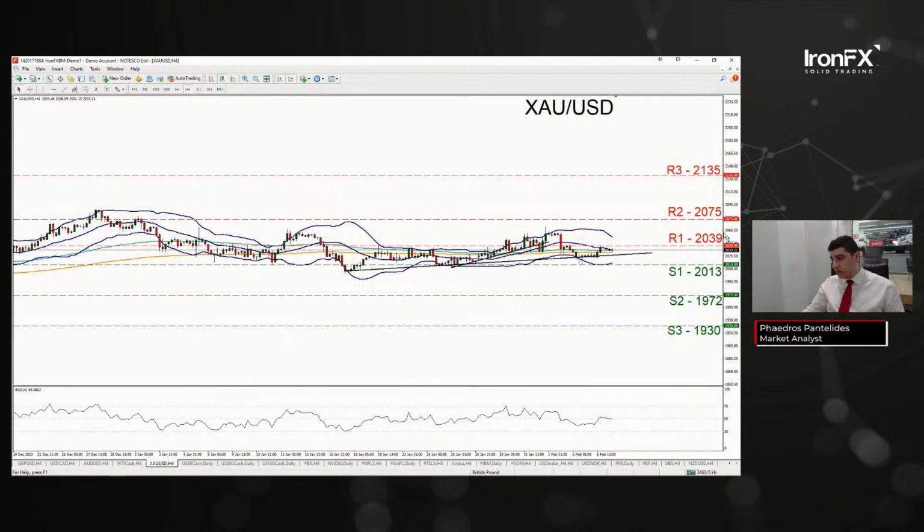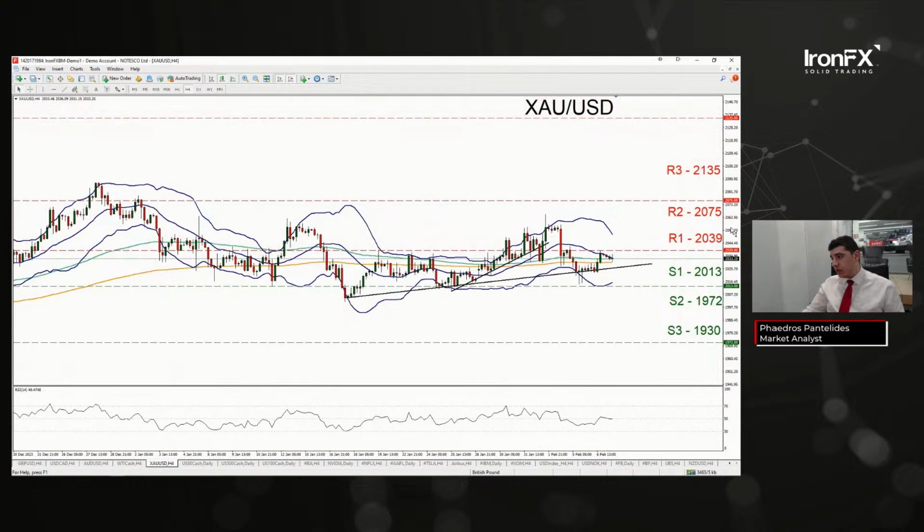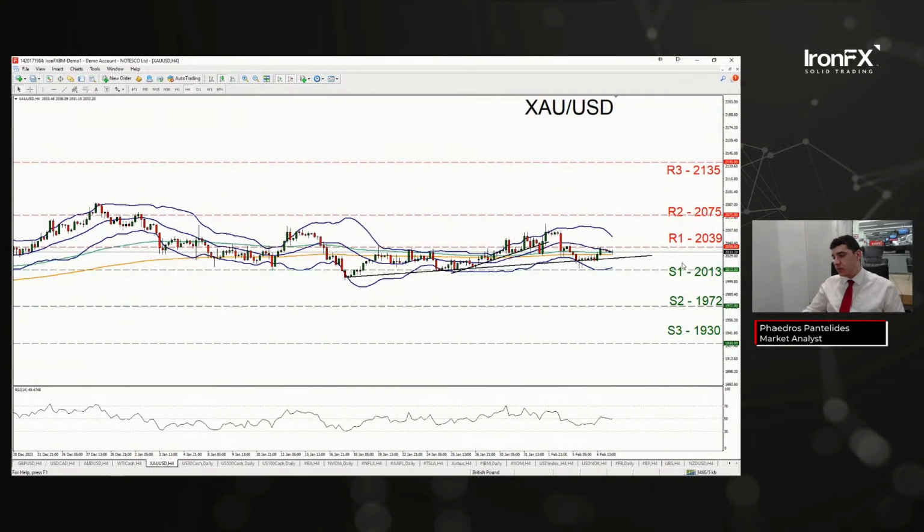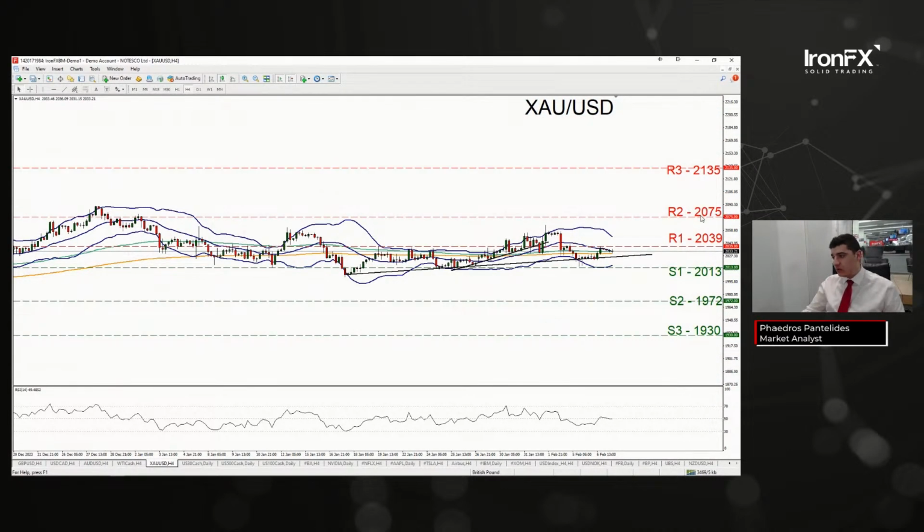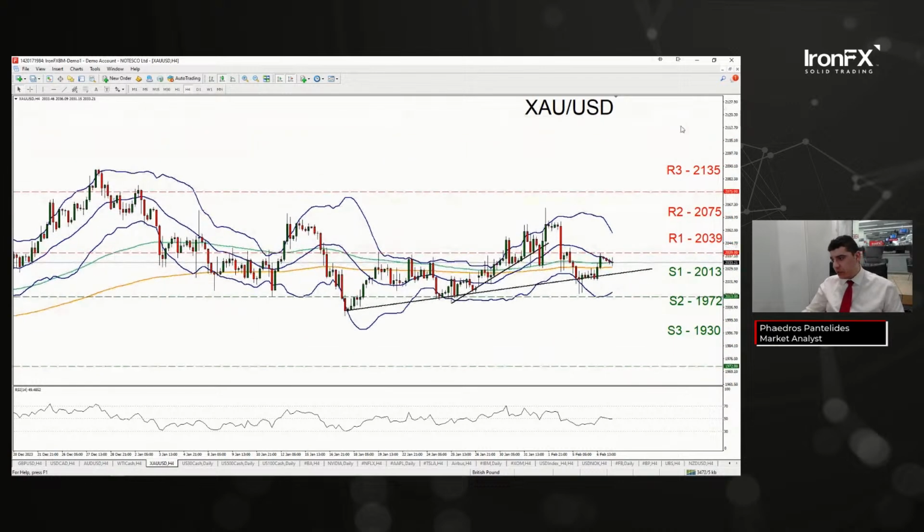Back to gold. Look at gold, you've got S1 at 2013, R1 at 2039. Note the moving averages, so the 50 and 100 have smoothened out, so no market volatility. RSI also 50, so you've got two indicators implying a slightly sideways fashion. It tested R1, it failed to break above R1. It's still validating a relatively upwards moving trend line, but I wouldn't be bullish on gold just yet.